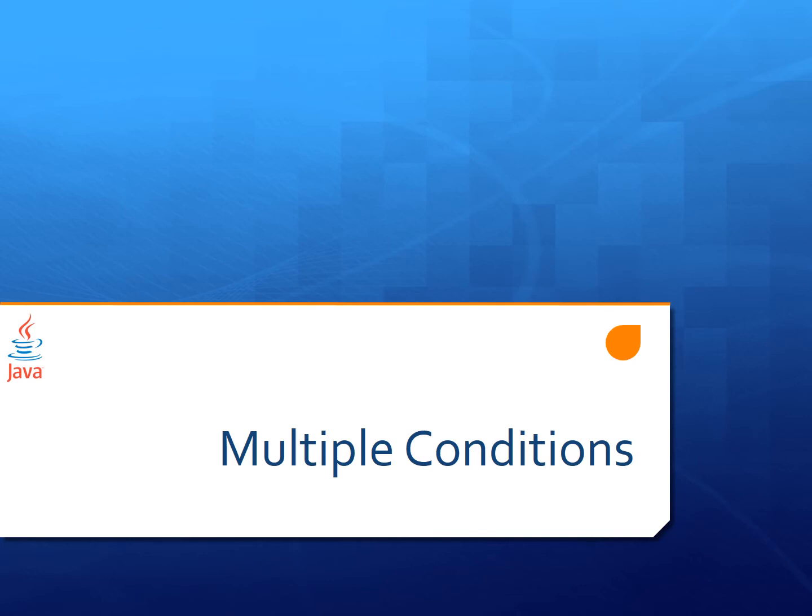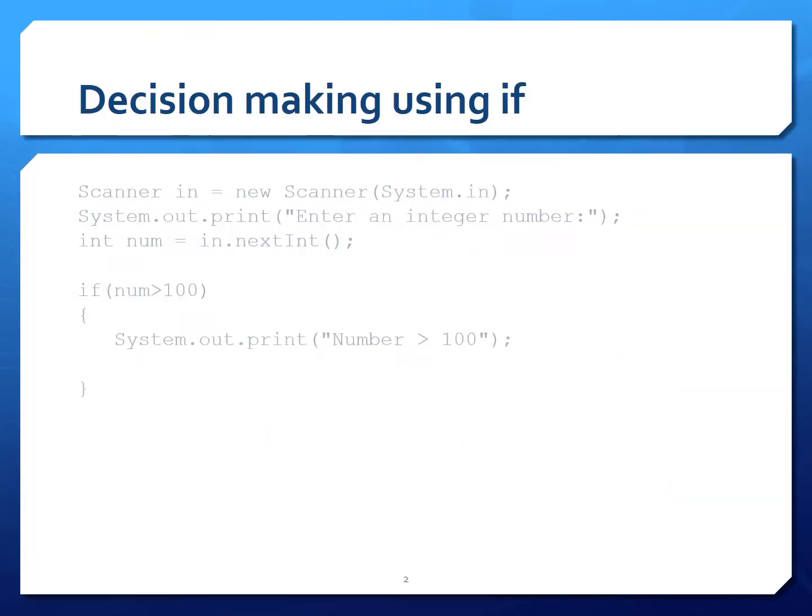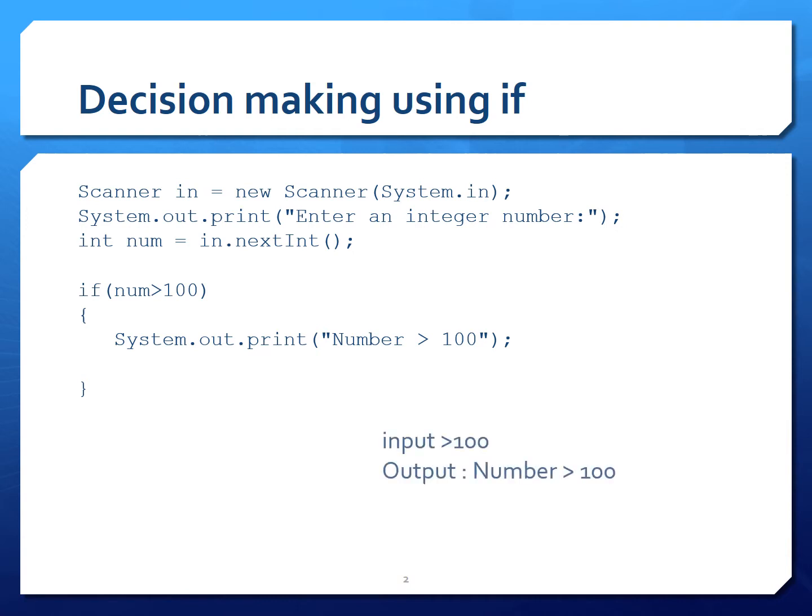In this lesson, we are going to learn how to build multiple conditions in Java. In this example, we require the user to enter an integer number. If the number is above 100, we print the text "number more than 100". If the number is 100 or below 100, nothing is printed.